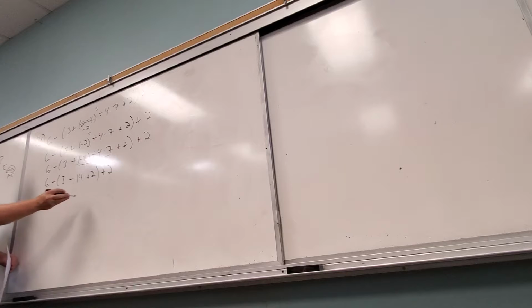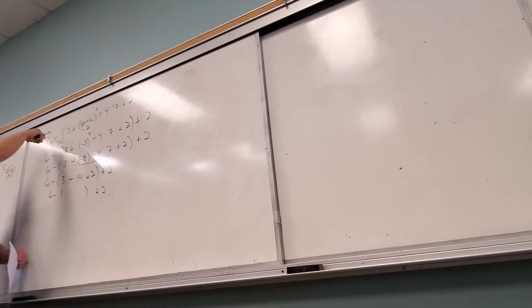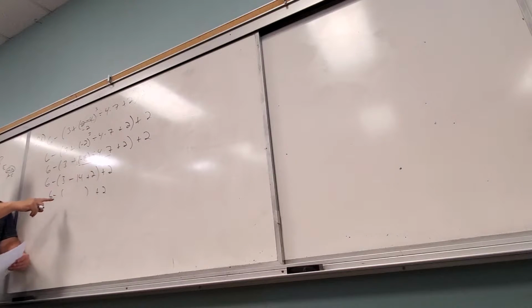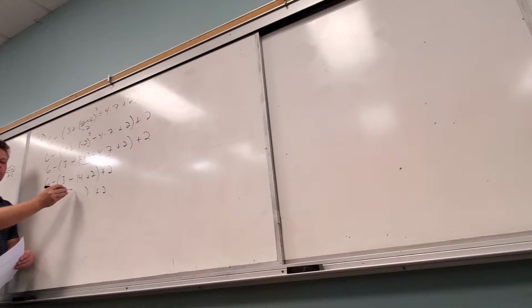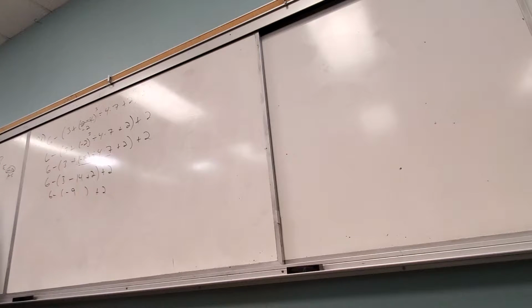Now, 6 minus, plus 2. See, they're still coming for the ride, all the way to the end. What's 3 minus 14? Negative 11. Negative 11 plus 2? Negative 9. That's right. If I was 11 feet down in a hole and climbed 2 feet up, I'm now only 9 feet down in the hole. That's another way to look at it.